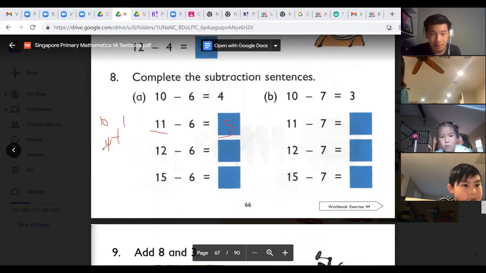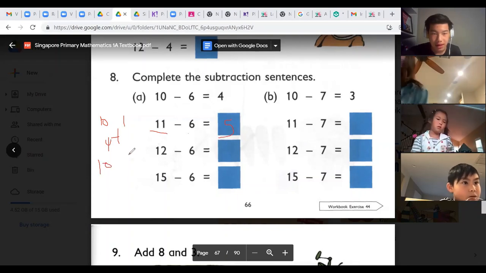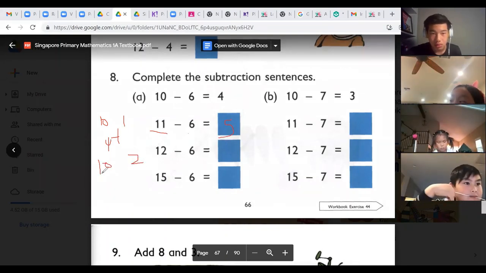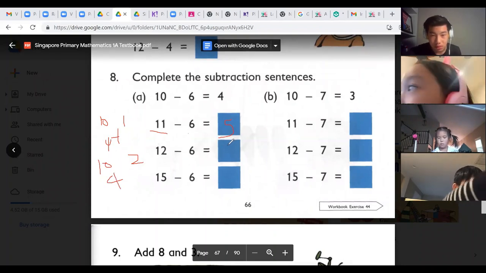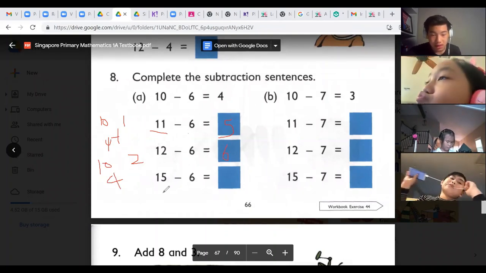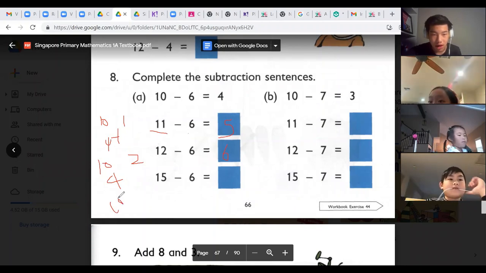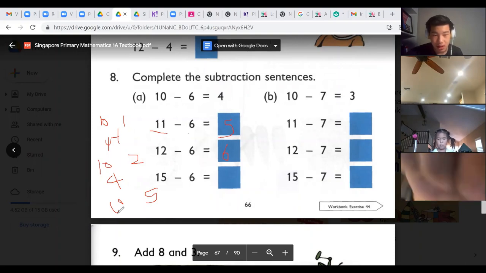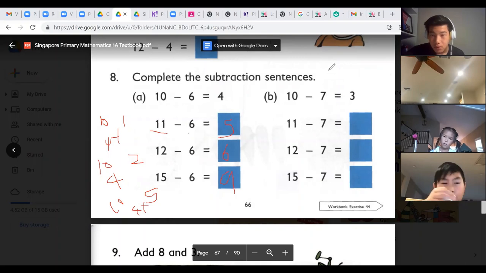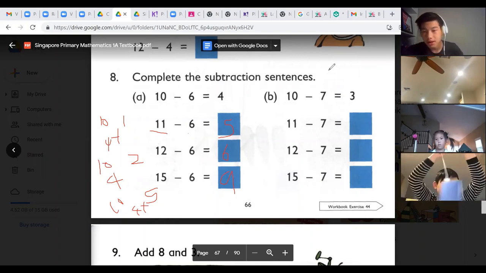For this, it'd be the same thing. The number pair is 10 and 2. And so 10 minus 6 is 4. So we're doing 4 plus 2, which is 6. For this, the number pair is 10 and 5. We know that 5 can't be subtracted by 6. So we do 10 minus 6, which is 4. So we're doing 4 plus 5, which is 9. Okay, does someone like to try B?